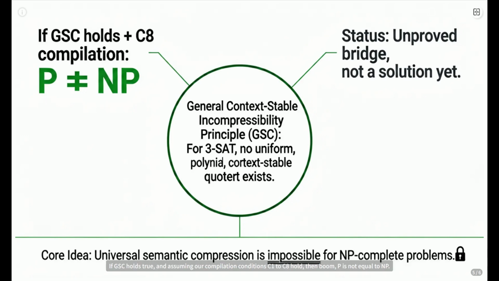If GSC holds true and assuming compilation conditions C1 to C8 hold, then boom, P is not equal to NP. But here's the kicker, GSC itself is still unproven. It's the missing piece, the final frontier in this approach.